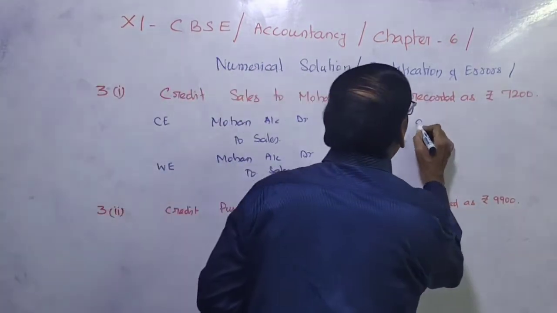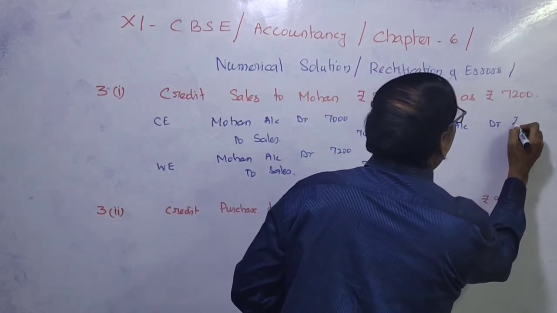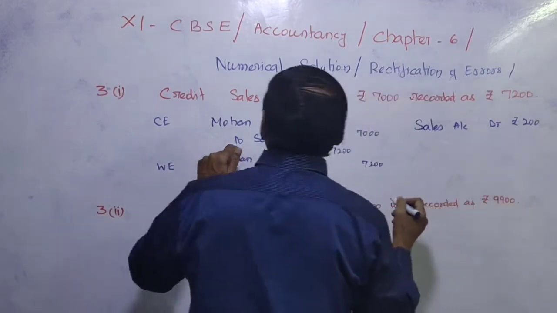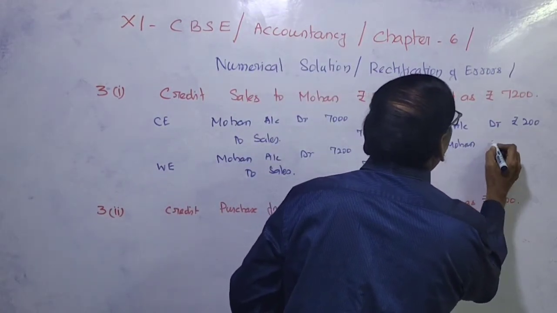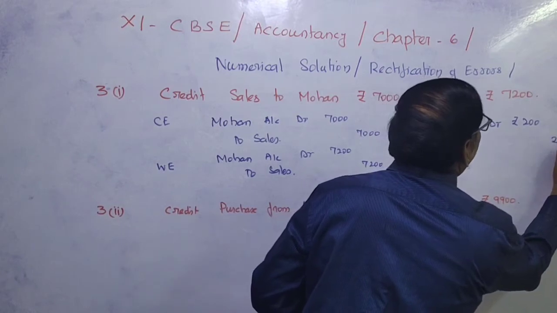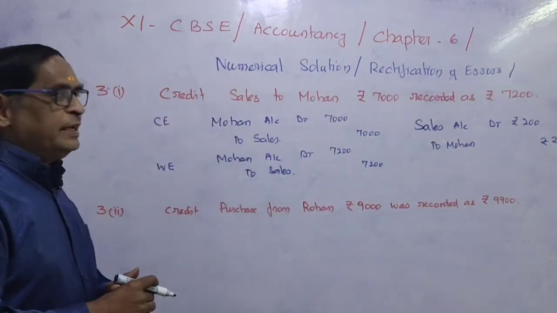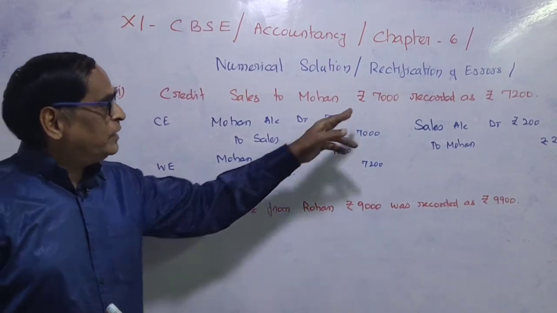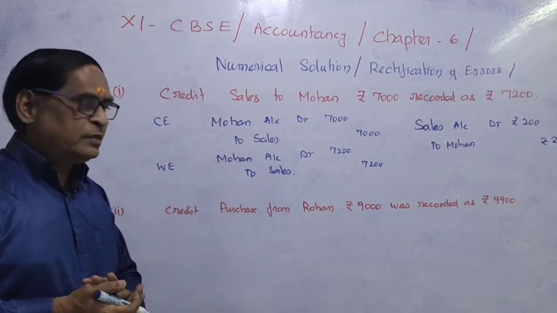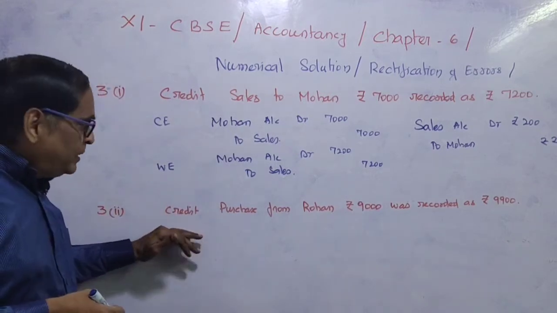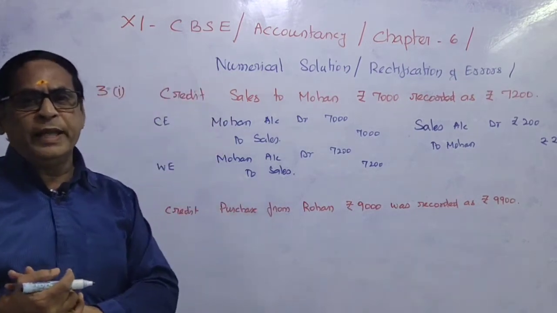So sales account debit for 200 rupees, and then Mohan account should be credited, Mohan account 200 rupees. So it is a rectification of entry. The narration is: credit sales to Mohan rupees 7000 recorded as 7200 was now rectified. That's all. And then, credit purchase from Mohan rupees 9000 was recorded as 9900.